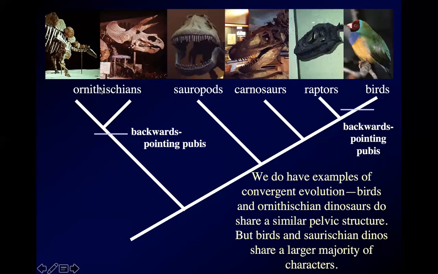Ornithischian dinosaurs like Spike the Stegosaurus and Cappy the Triceratops and Ducky the Hadrosaur have a part of the pelvis that points backwards, a backward-pointing pubis. And it just so happens that birds share that, even though birds are not most closely related to ornithischian dinos. But birds and these other dinosaurs share a greater majority of characters. You're always going to get some convergent evolution somewhere, but we go by rule of the majority.